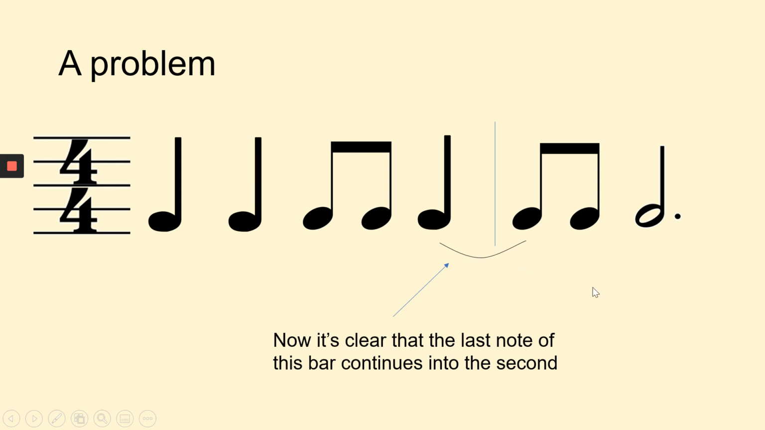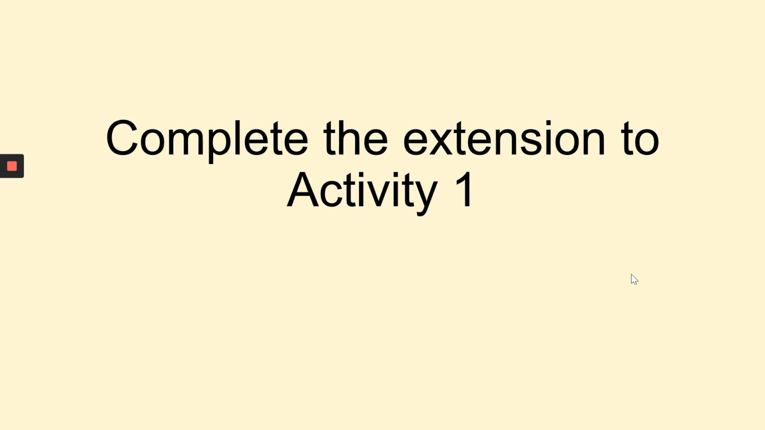Tied notes can actually be used at any point in the bar, and we can tie any two notes together to get any length of note we want. But most commonly, they are used over bar lines to make it really clear that the note at the end of our first bar is lasting into our second bar. So, with that in mind, take a look at the extension to Activity 1.